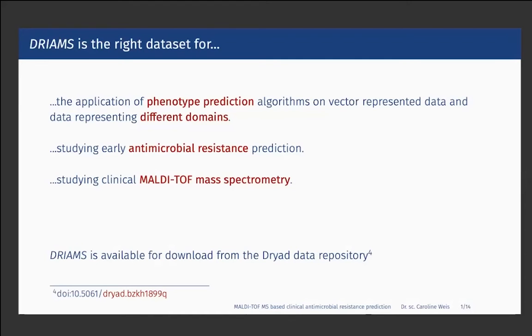This talk is aimed at researchers working on the application of phenotype prediction algorithms, especially if you're working on vector-represented data and data collected across different domains, if that is of interest to you. But this talk should also be for you if you're interested in early antimicrobial resistance prediction in general, or study clinical MALDI-TOF mass spectra and want to know about its applications.